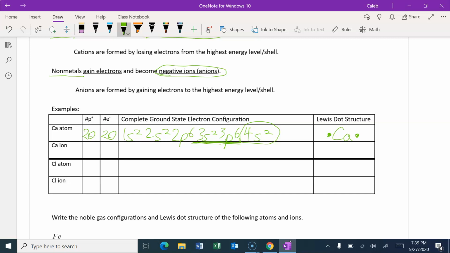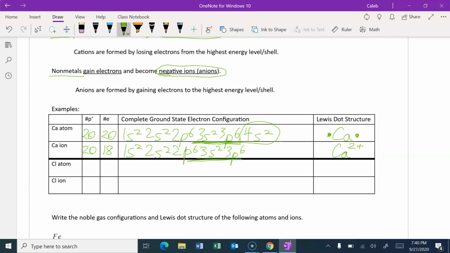So we'll end up with 20 protons still, because it's still calcium, but we have 2 fewer electrons, which makes 18. Our new electron configuration would be 1s2, 2s2, 2p6, 3s2, and 3p6. That's the new electron configuration, and now we have 8 valence electrons. By the way, the calcium ion Lewis structure is just Ca. There are no dots shown because we just gave up those valence electrons. We've got a 2+ charge. We show it this way to indicate that it lost electrons instead of gaining them.